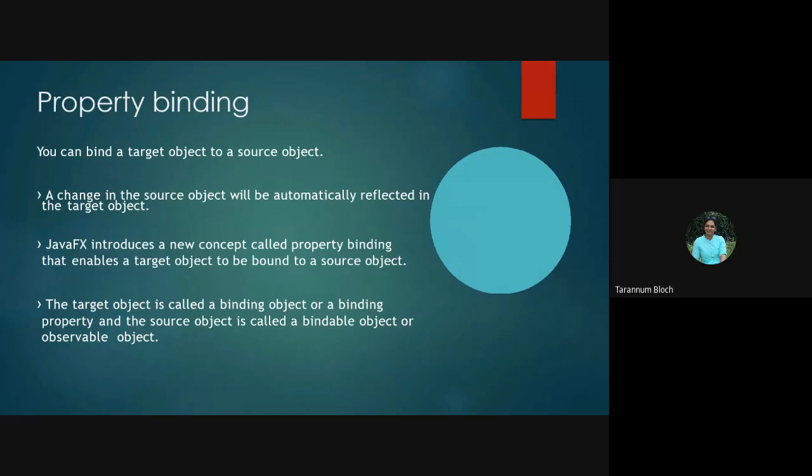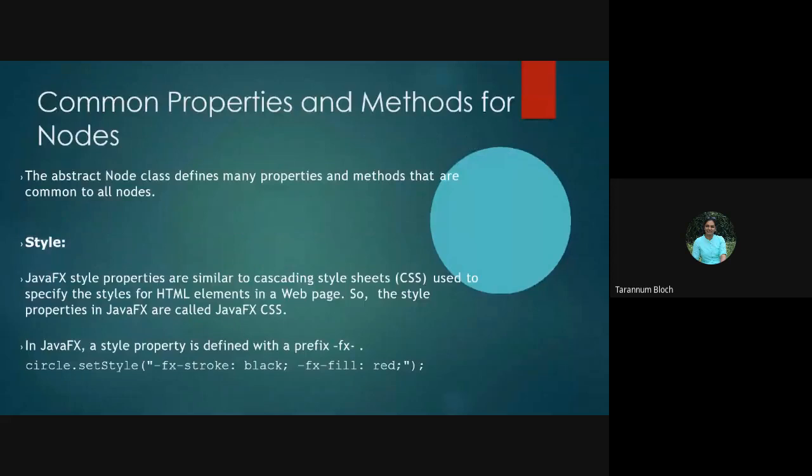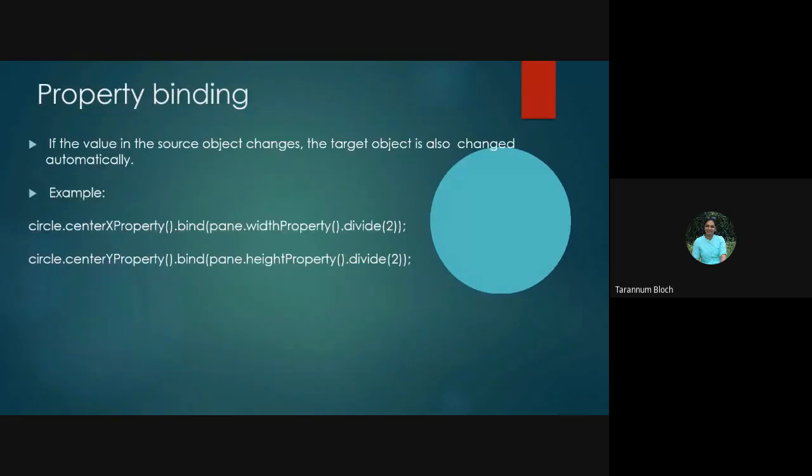Along with that, we also learned how to have the property binding, right? We said if we change the size of the pane, then obviously the size of the circle will also change. So that is called property binding, where the source object is changed, then the target object will also change automatically. So if we put a circle in a pane, and if we make the pane size half, then obviously the circle's x and y property will be changed automatically, right? So that's called property binding.